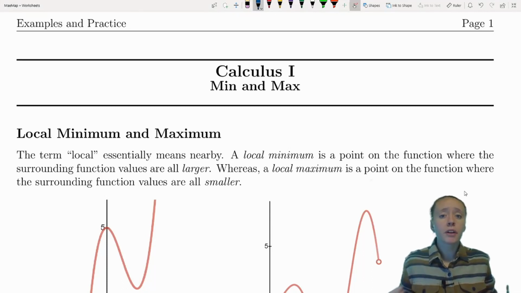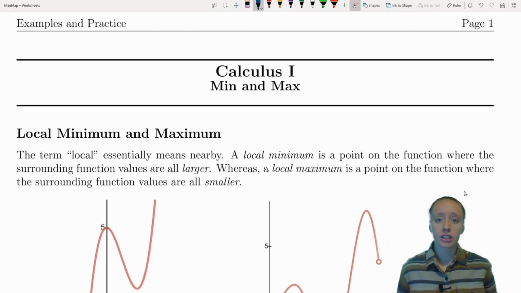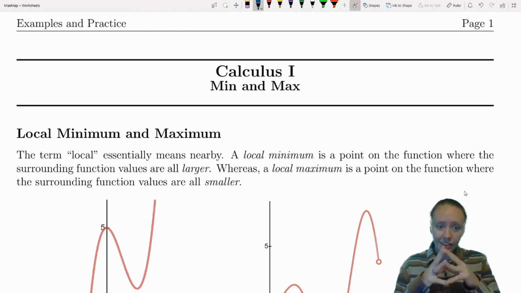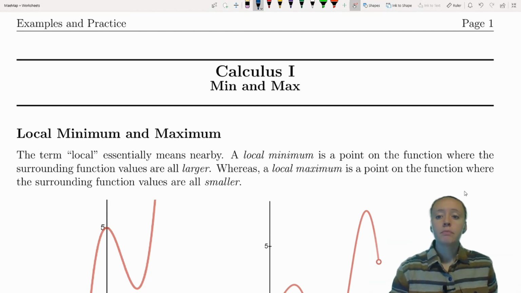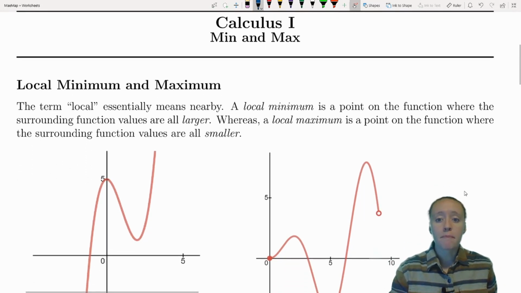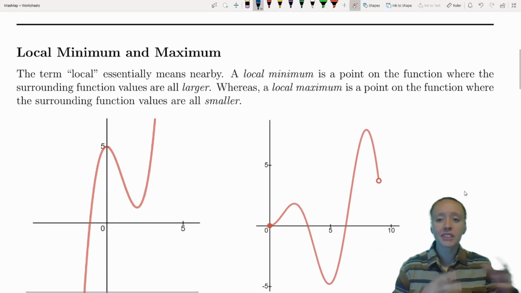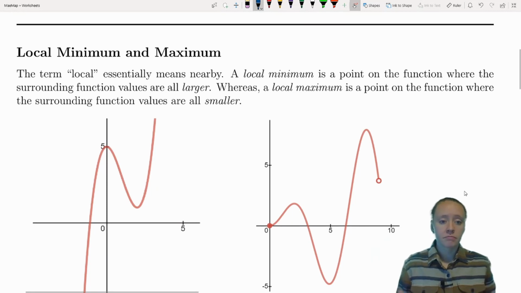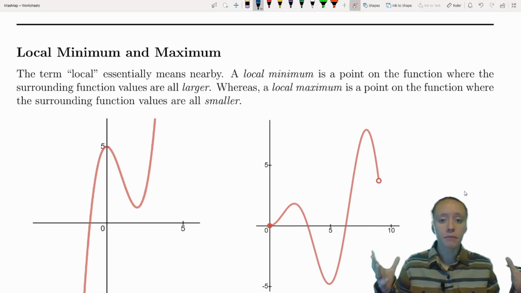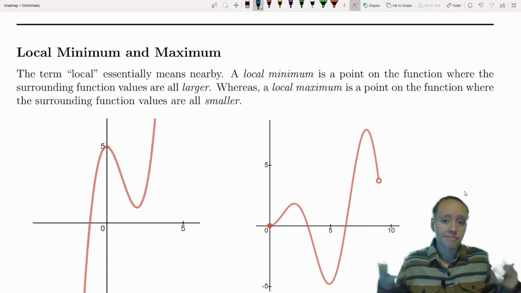In today's video, we're going to go over the min and max of a function. We're going to start locally and then expand globally. So a local minimum and maximum. What exactly do we mean by the term local? Essentially, it means nearby. You can think of it as in the same neighborhood, close, etc.